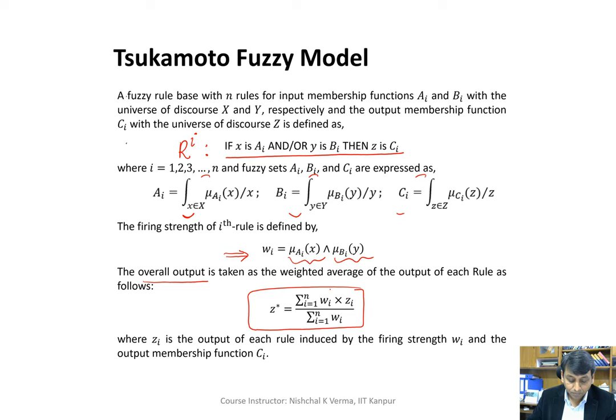So Z star has been used. Please understand here that we do not use any union of the outputs of the rules, meaning we are not taking the union of the outputs of the rules that are applicable for the particular input.